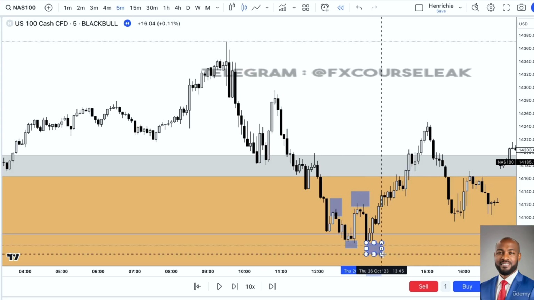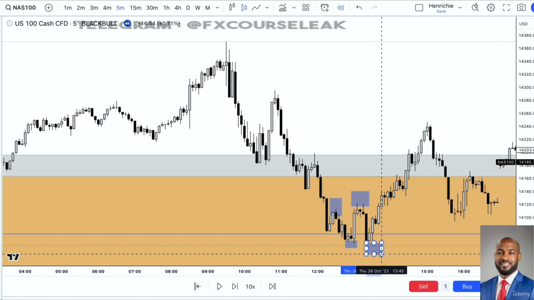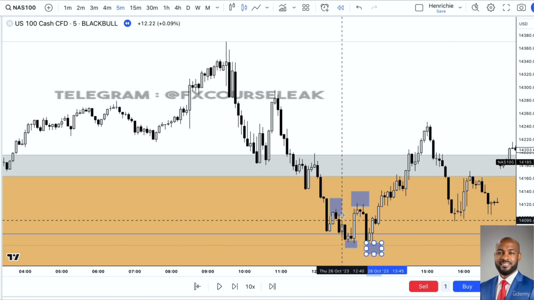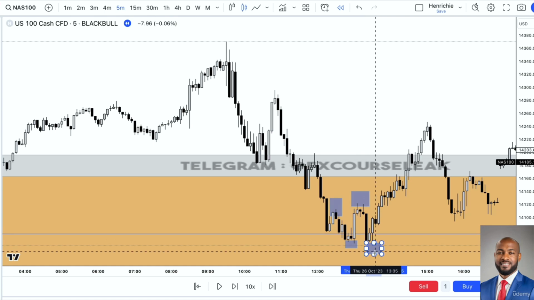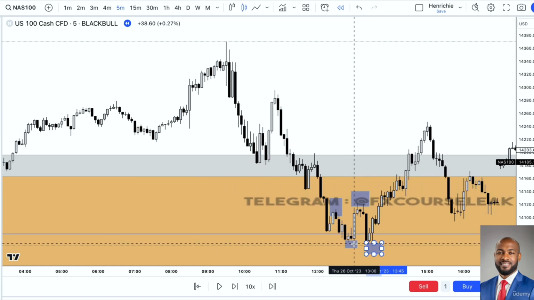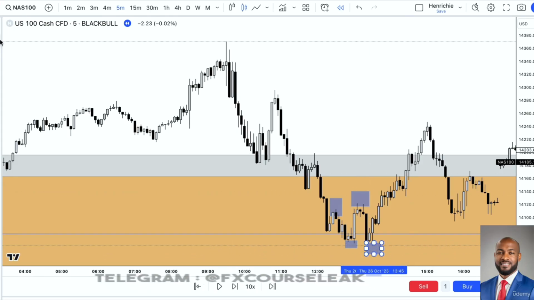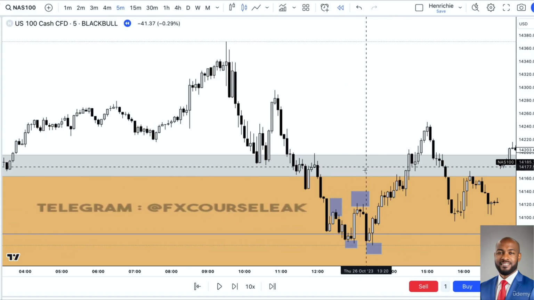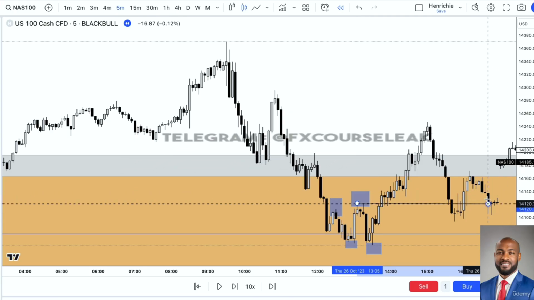This was a perfect entry. Now the reason why this was a perfect setup is because after we created this new high, price took liquidity from this low. Now this was exactly what we wanted to see. We wanted to see a run on liquidity and then a shift in market structure. The moment we see a run on liquidity to the downside and then a shift in market structure, that makes this a very high probability setup.